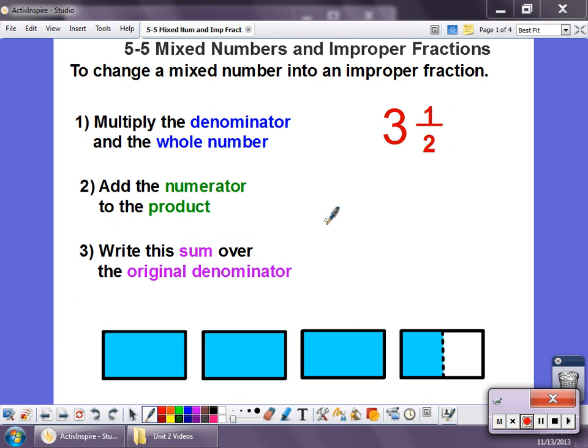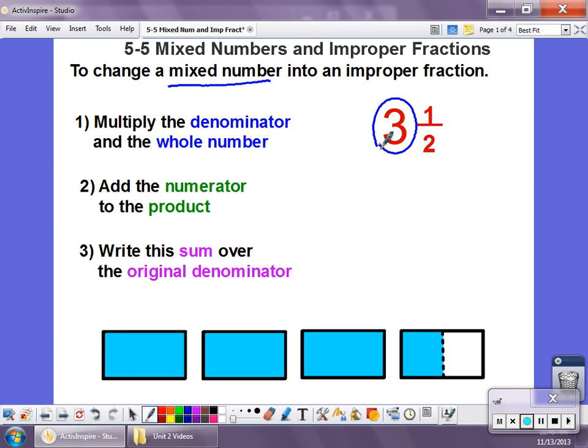We're going to talk about how you change a mixed number to an improper fraction and an improper fraction back to a mixed number. Before we get started, let me show you what an improper fraction and a mixed number is. A mixed number is a number where you have a whole number and a fraction part. It's mixed. You've got a whole number and a fraction. An improper fraction is a fraction where your numerator is larger than your denominator.